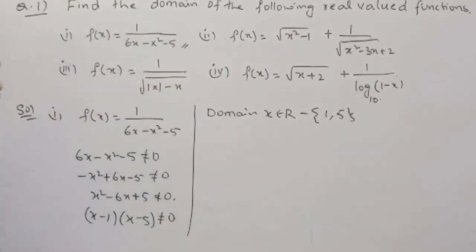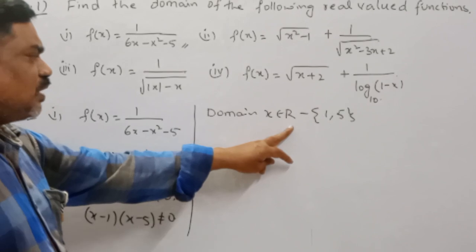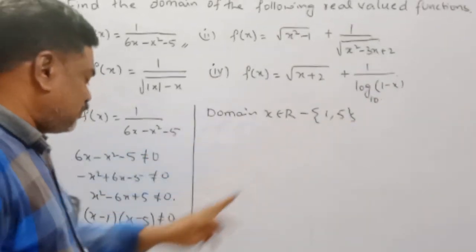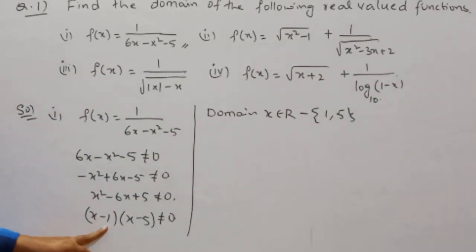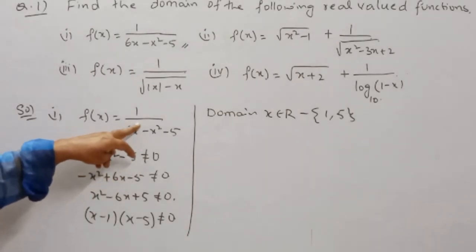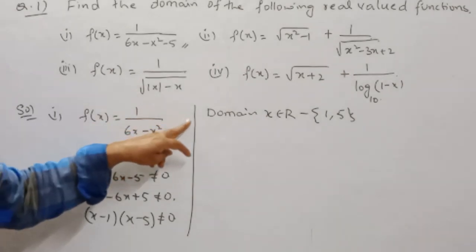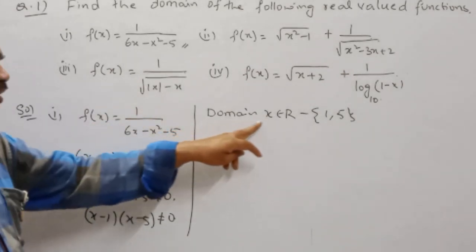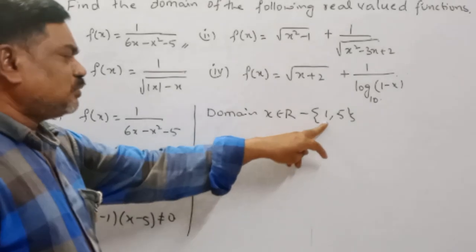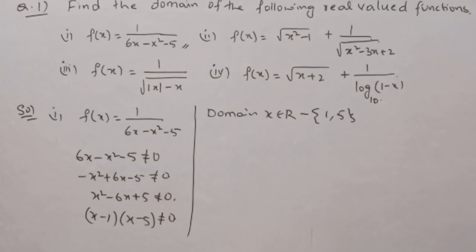So what is the domain of this function? F of x domain, x belongs to R excluding 1 comma 5. If you give the values 1 comma 5, then it will be 0. This is 1 by 0, and 1 by 0 becomes infinite. So that's why all real numbers excluding 1 comma 5 is the domain of the given function. Okay, all of you, that's all.